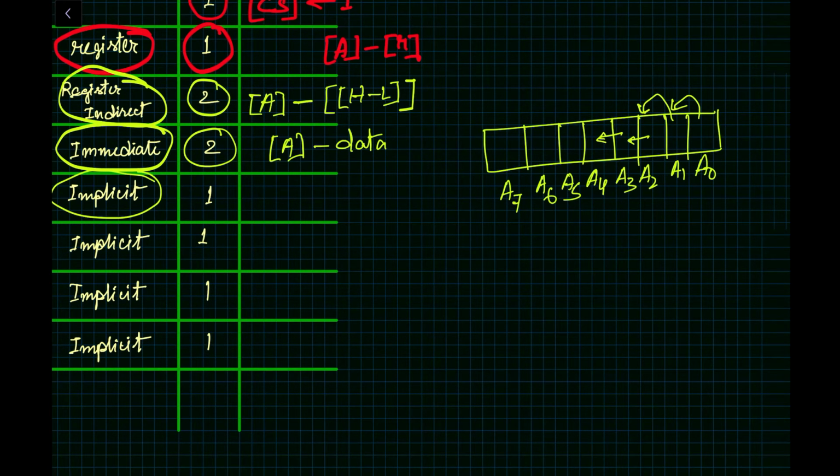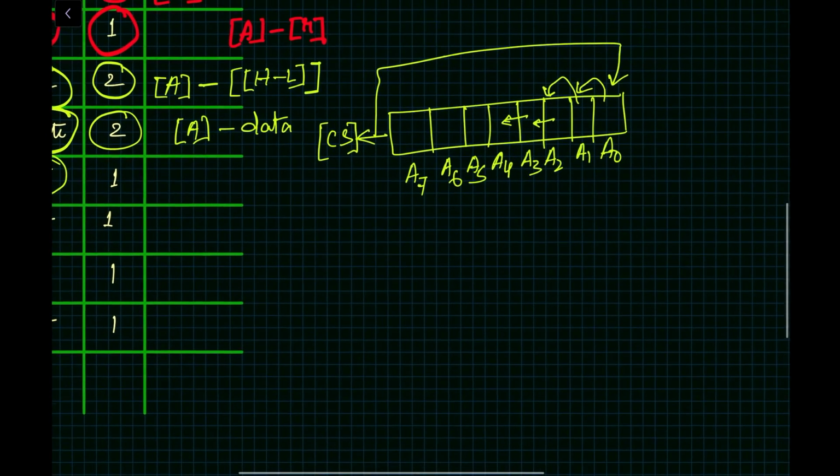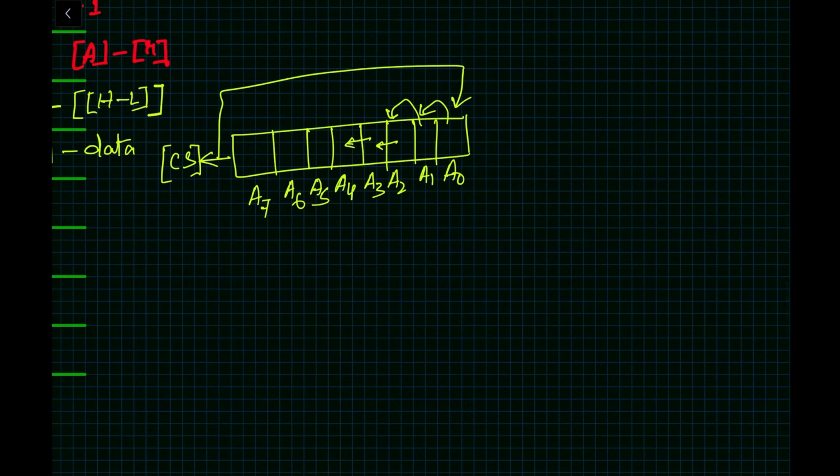Here we have to keep in mind that there is one carry status flag also. Carry will also be modified. The A7 bit will be moved to the carry status flag, as well as it will go to the least significant bit. I hope you understand. So let me take one example. Suppose the carry status is 0, and the given data is 1 0 1 1 1 1 1 0.